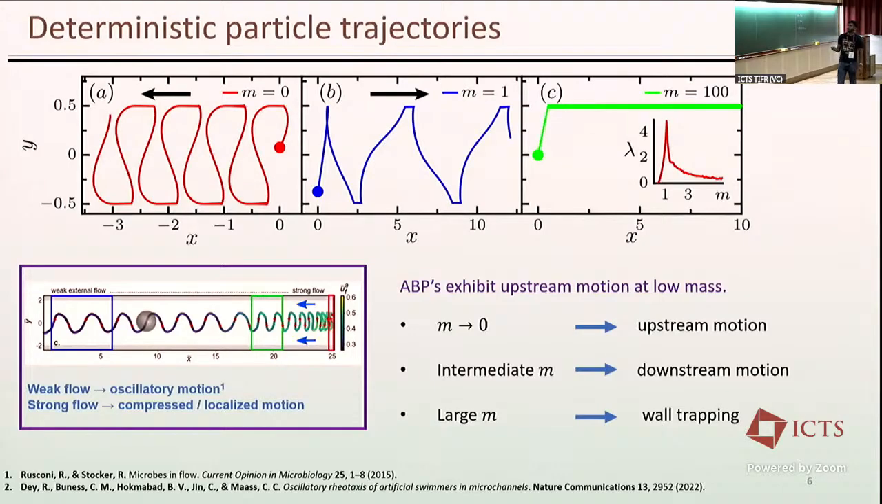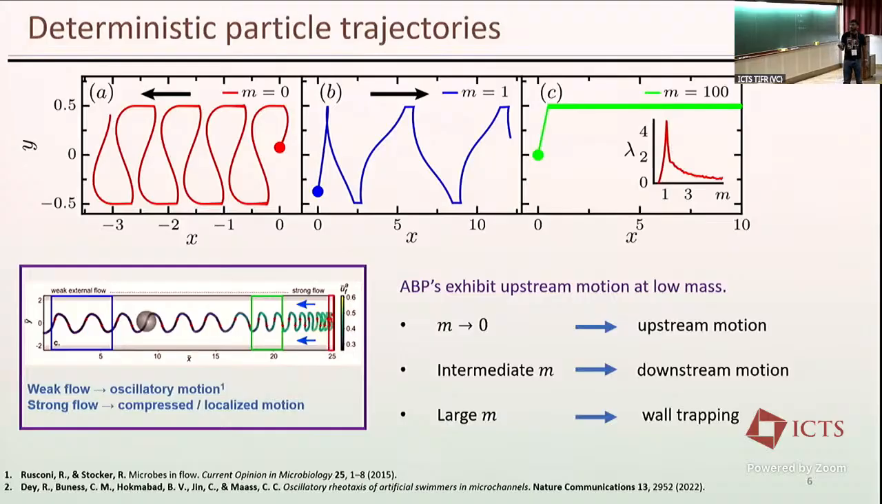But as we increase the mass, we can clearly see that particles are moving towards the positive x direction. So there is a transition from upstream motion to downstream motion, and when we further increase the mass of the particle, the particle localizes near the wall. Because of the inertia of the particle, we clearly see a transition from downstream motion to upstream motion to downstream motion as we increase the mass.